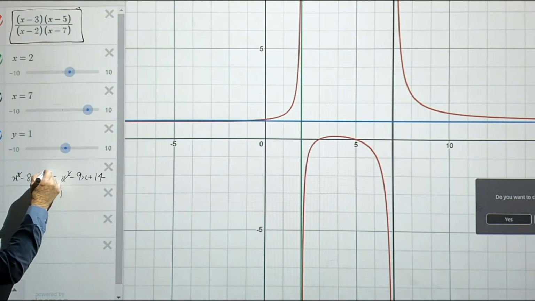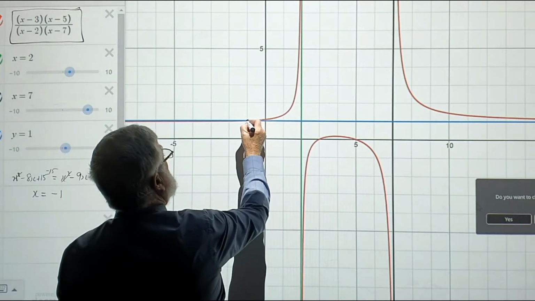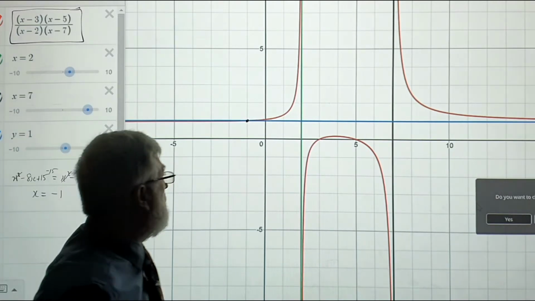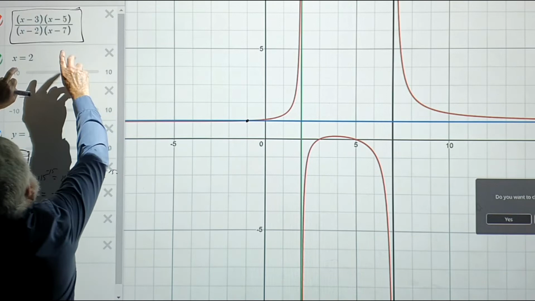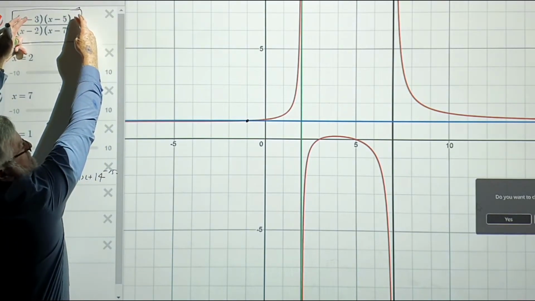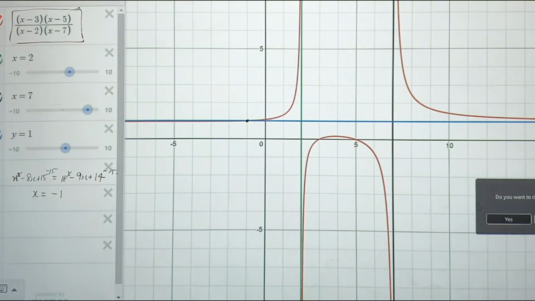Minus 1, isn't it? So if x is minus 1, it crosses there. But it doesn't cross on the other side, it only crosses on that side. So if they're both inside the vertical asymptotes, or both outside the vertical asymptotes, one side will cross the horizontal asymptote.